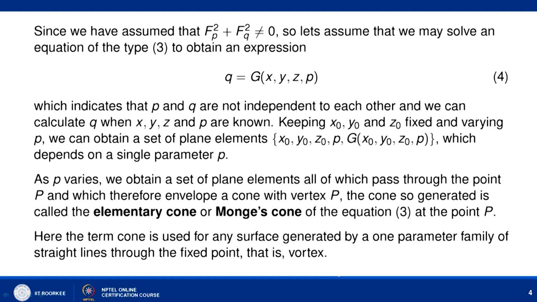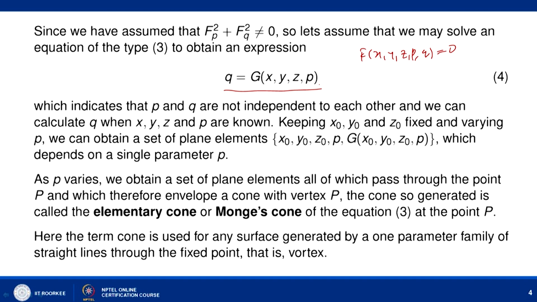So, let us assume that f_q is not 0, then we can always solve our equation f(x, y, z, p, q) = 0 in terms of q, that is q = g(x, y, z, p). Now, this equation indicates that p and q are not independent at any given point.